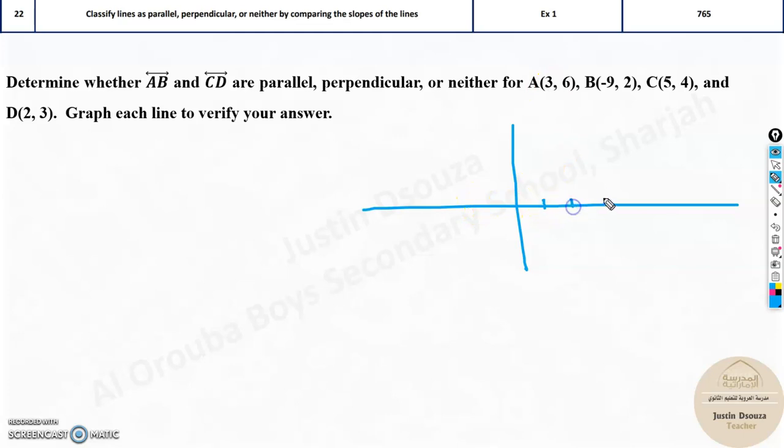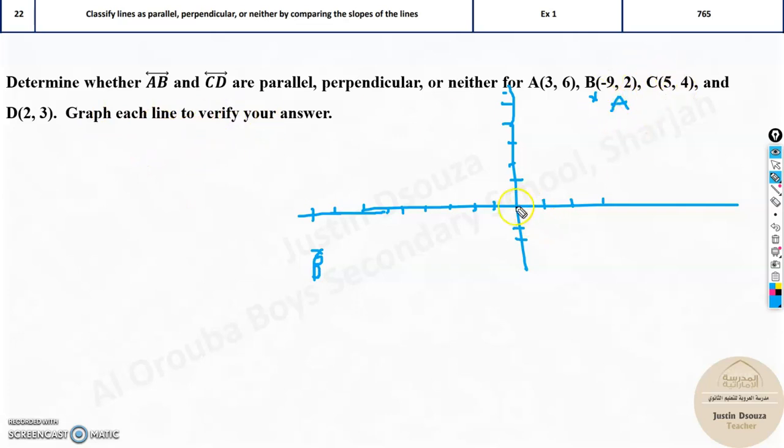See 3, 1, 2, 3, and this is 6, 1, 2, 3, 4, 5, and 6. Somewhere over here, draw a point. That is the point A. What about B? It's -9. So 1, 2, 3, 4, 5, 6, 7, 8, 9. Somewhere over here. And -2 is somewhere over here. 1, 2. I'm sorry, this is just a rough graph. I'm not drawing an accurate graph, and over here I'll tell you what exactly this means to verify in a while.